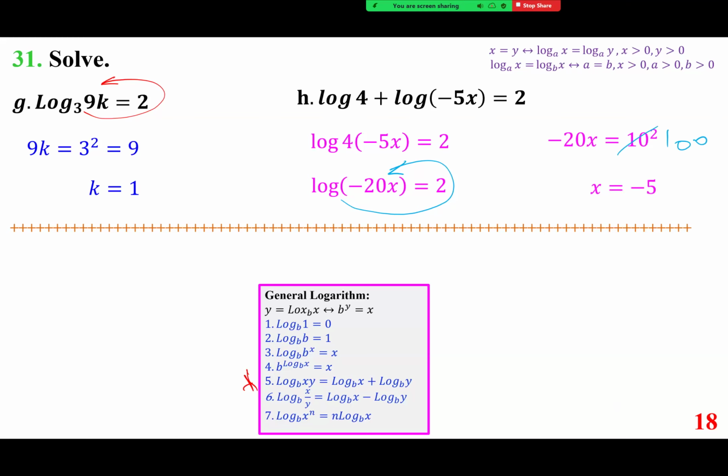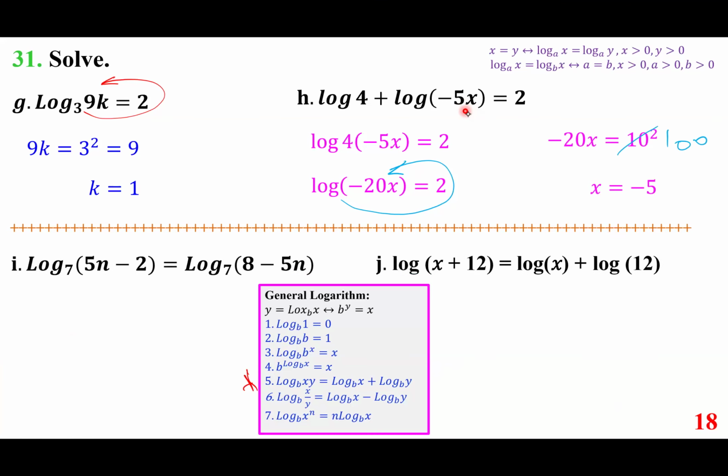Now, you must check. If you put minus 5 here, you get positive 25, it's fine. The way I would check, I would make sure that none of the arguments is 0 or negative. Make sure they're all positive.